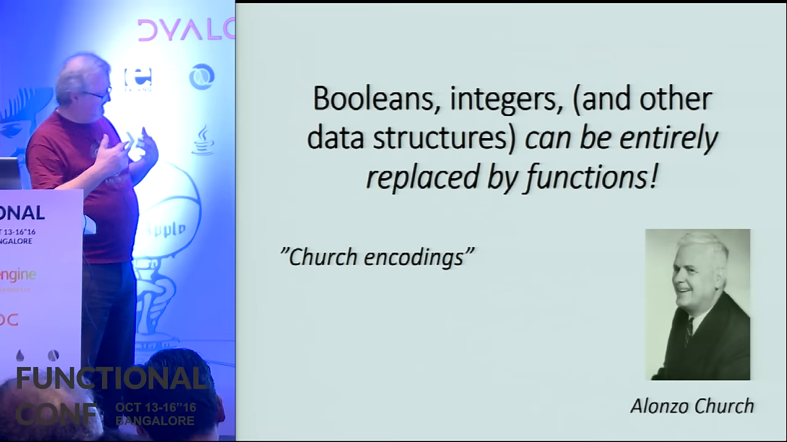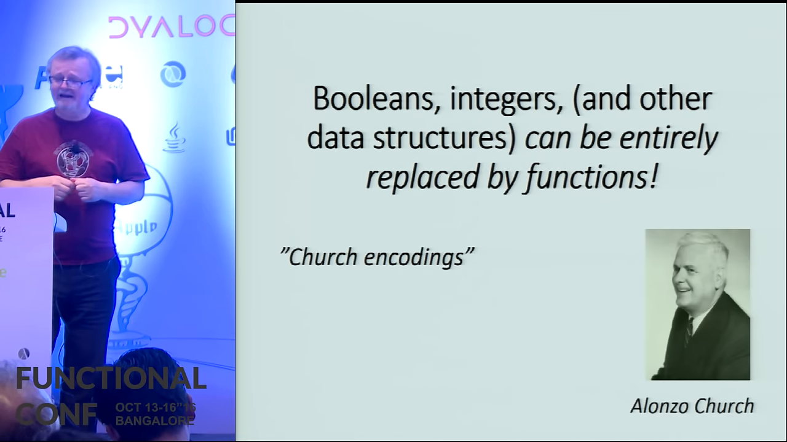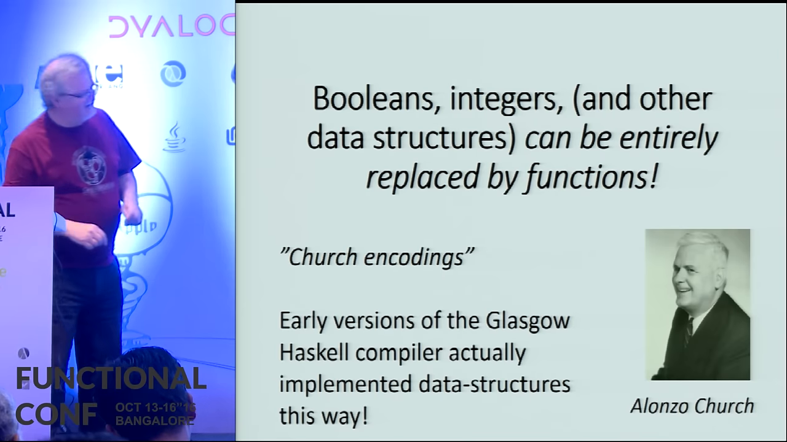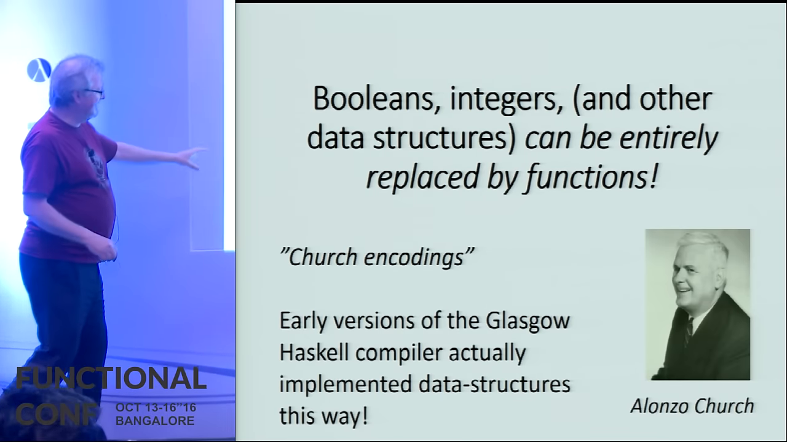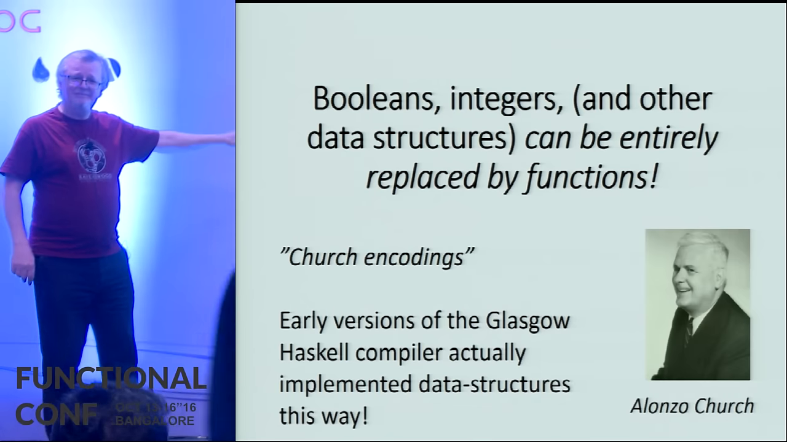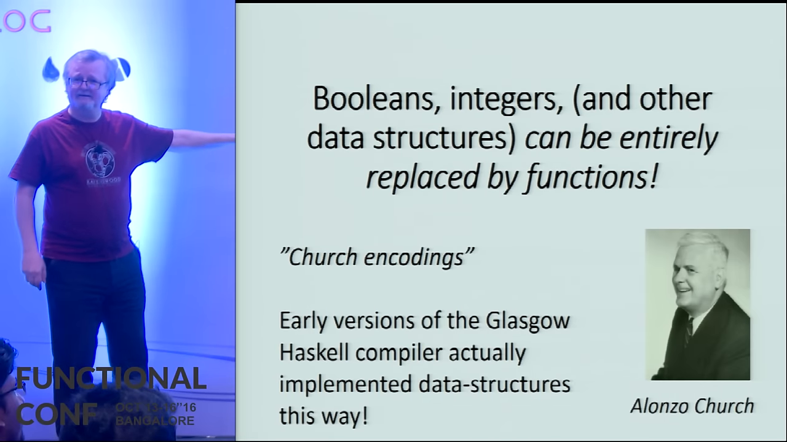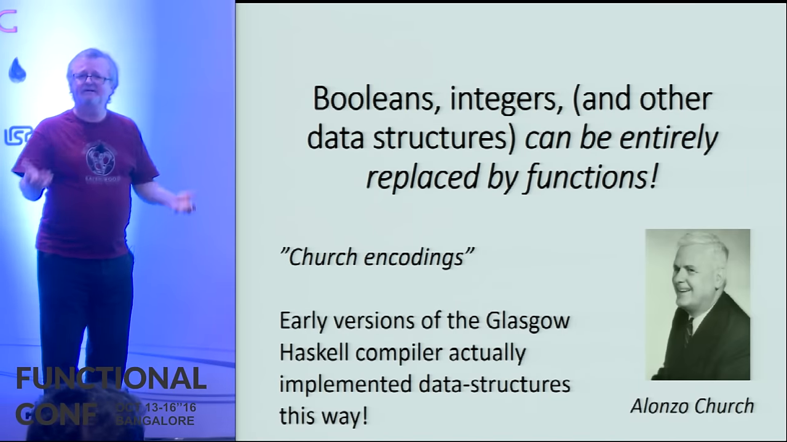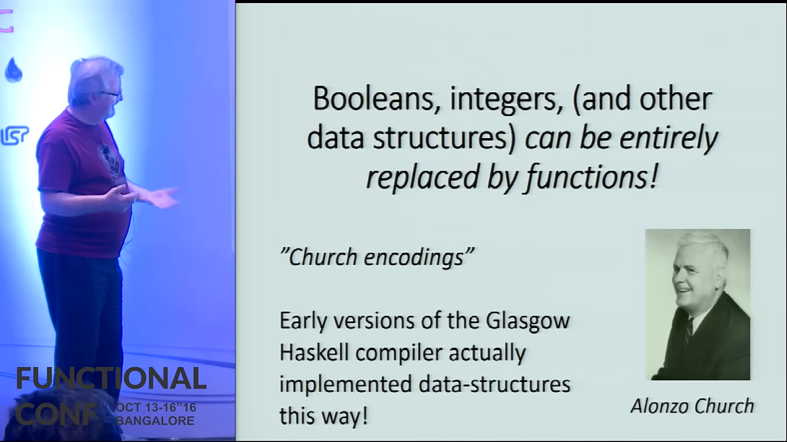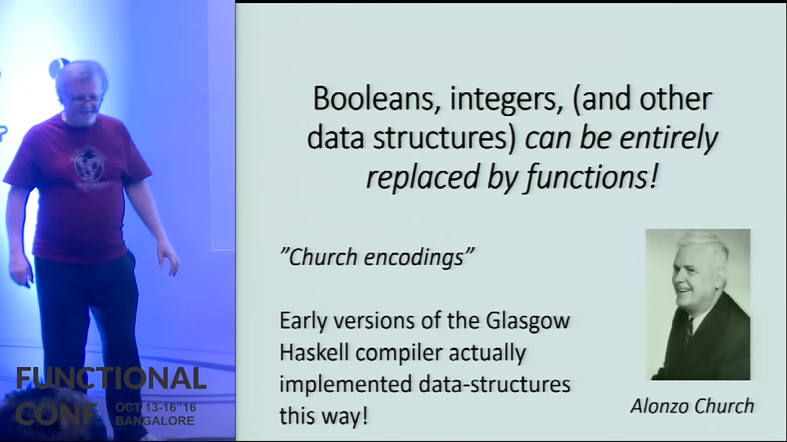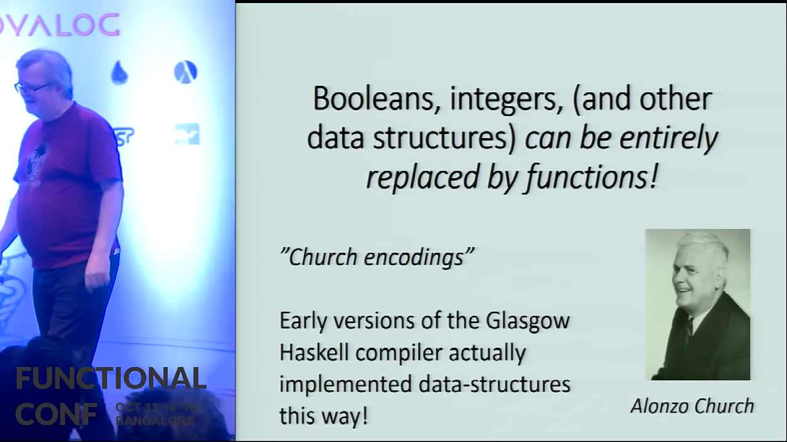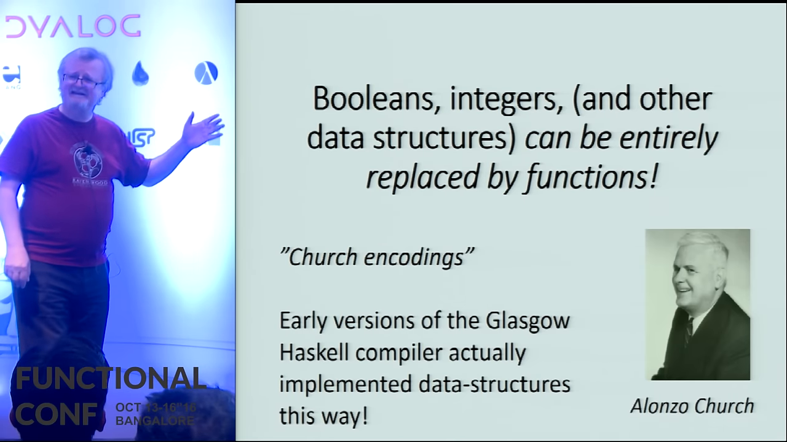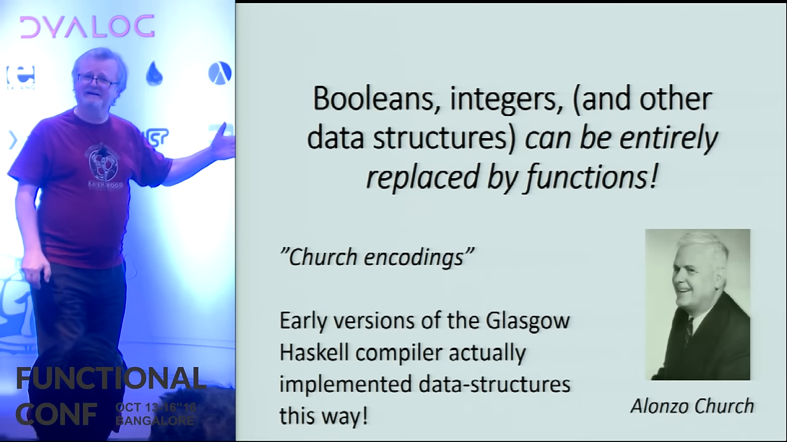Which is interesting, theoretically. But this is not just of theoretical interest. It turns out that early versions of the Glasgow Haskell compiler actually implemented data structures this way. Not numbers and Booleans, of course, but other data structures were implemented by functions in this way. Because it turned out that for a while there in the early 90s, this was actually the fastest way of doing it, believe it or not.